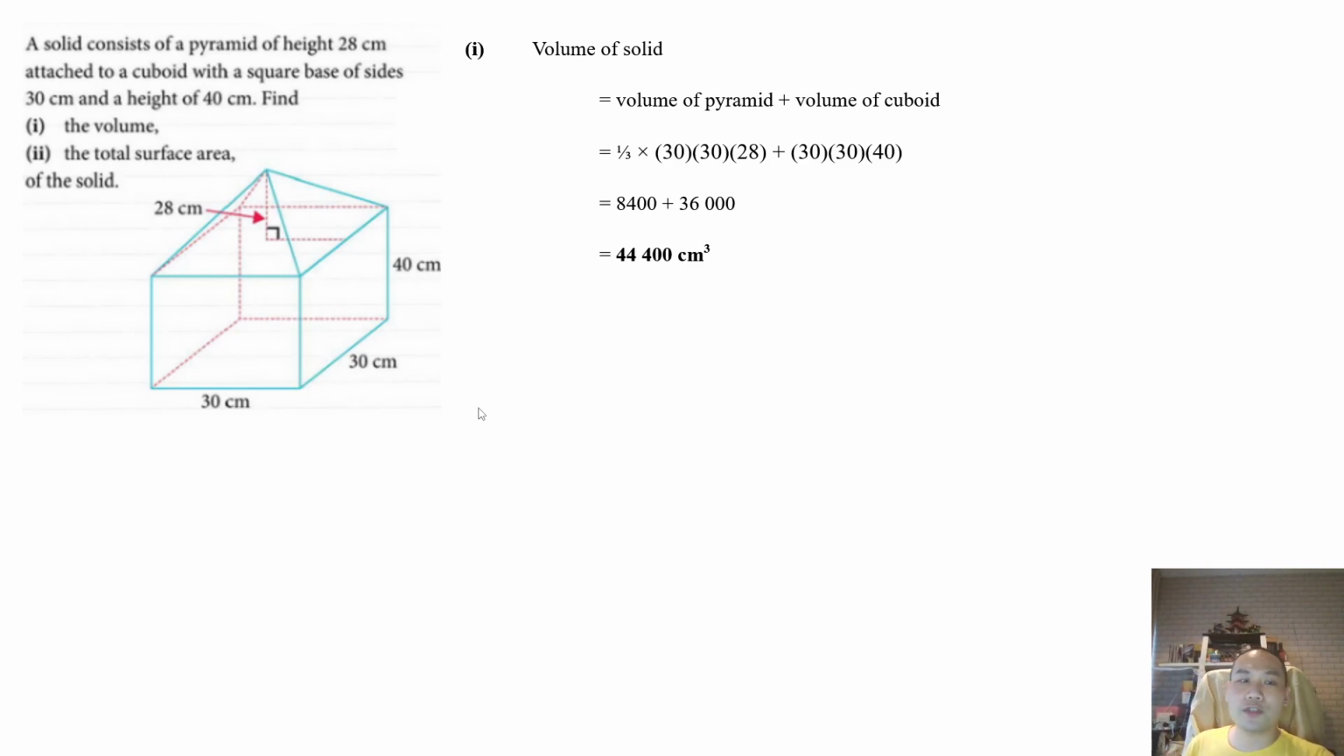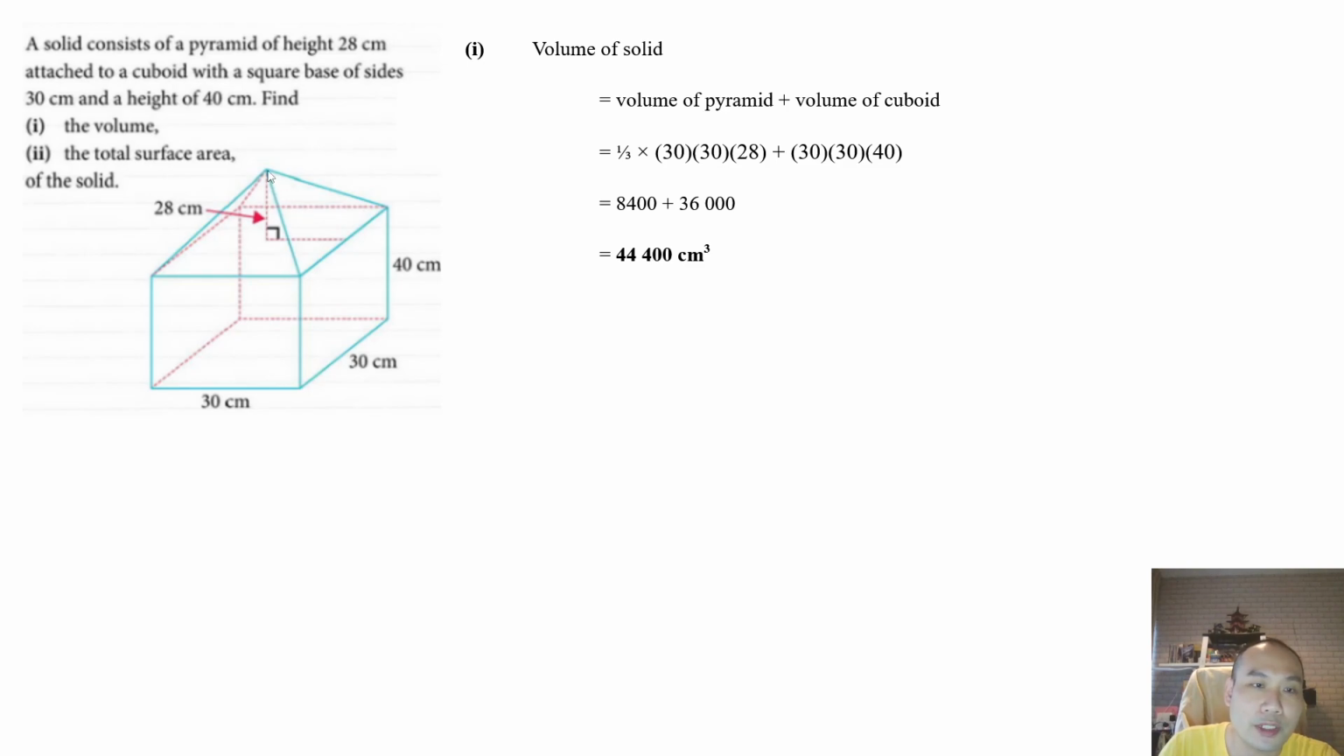Now, for the total surface area, what do we have? Again, for the cuboid, 5 of its 6 faces are actually exposed: the 4 sides and the bottom. That one is just rectangles or squares, and we just need to add them up. How about the pyramid? The portion that's exposed for the pyramid, the lateral faces, are actually triangles. However, the base of the triangle, we can see that it is 30, but the height of the triangle is actually this slanted height. So just like the previous question, we need to calculate and find what the slanted height is.